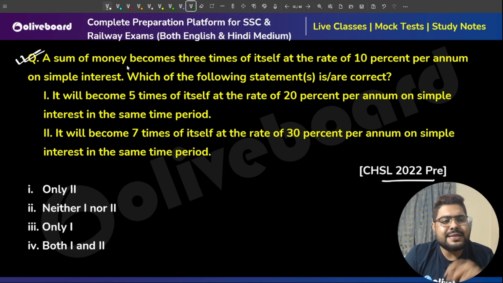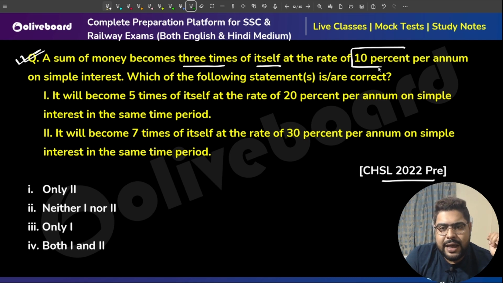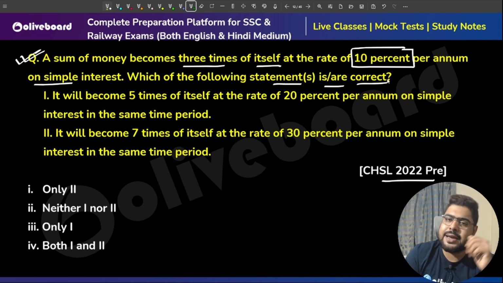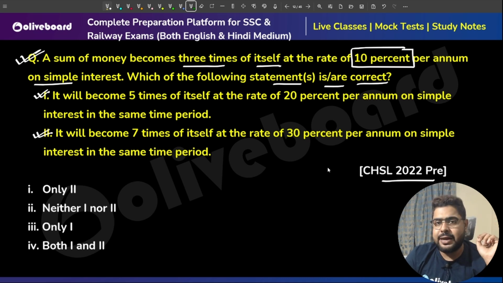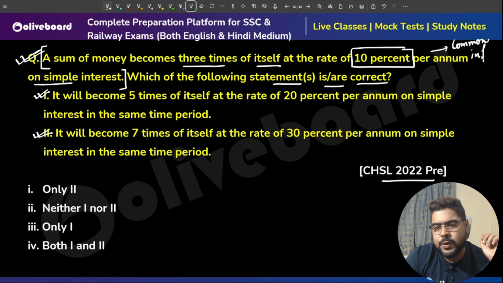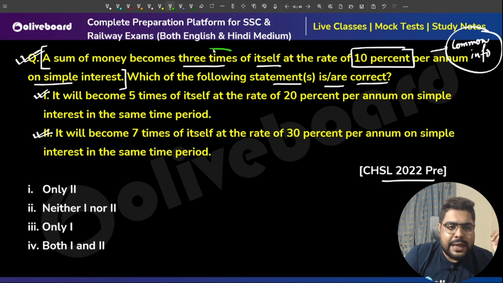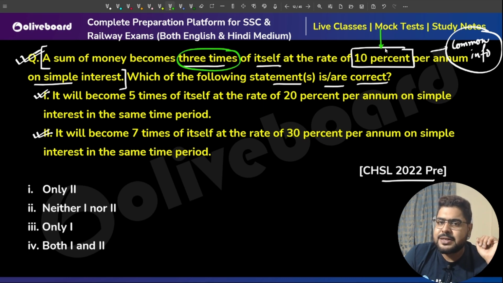So let's read. A sum of money becomes 3 times of itself at the rate of 10% per annum on simple interest. Which of the following statements is or are correct? They have given us two statements, and we have to figure them out. But before that, this is what we call the common information, and we need to proceed a little with this before we move into the statements. They are giving us the amount and the rate of interest, so from here I can definitely figure out the number of years.